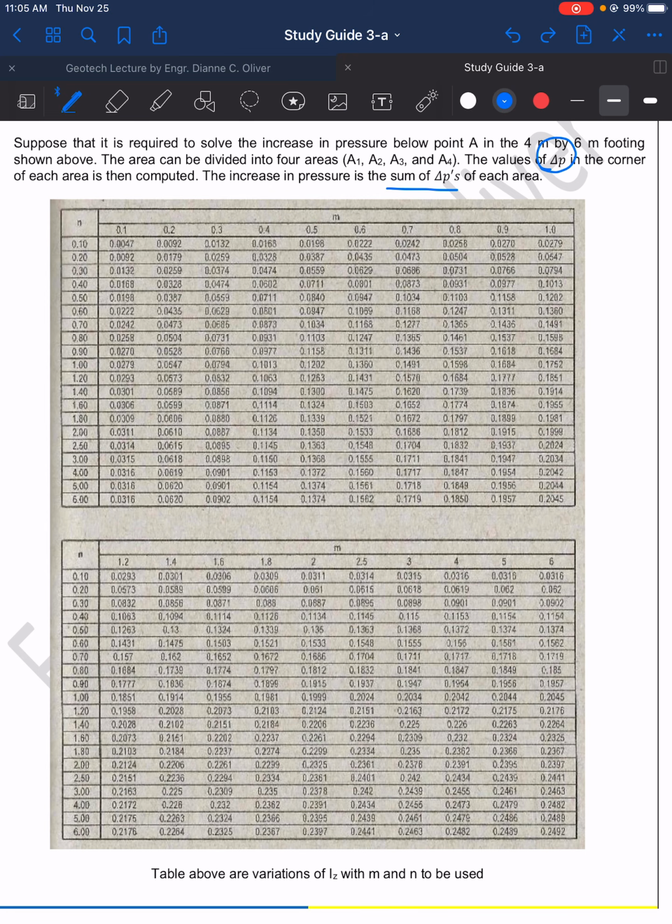Amazingly, we can actually interchange n and m, because if you look at the second table here, the values for n are actually the values for m here. So we can interchange them. You can use either the table above or the table below. Okay? So that's for obtaining the value for I sub z.